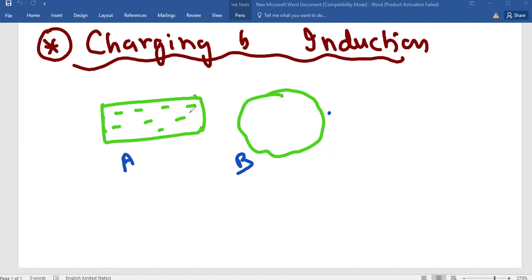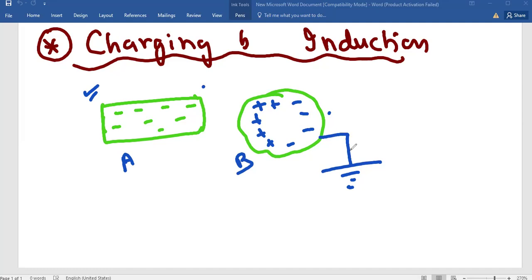What we will do, we will place them close to each other, but we will not touch them. So here the positive cloud will be attracted and the negative cloud will be repelled away. Then you do the earthing, and immediately you remove it. Remember, when you do the earthing, don't remove body A. Otherwise, everything will be neutralized by the earth. So while you ground it, A must be there.